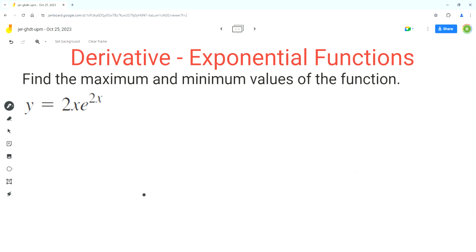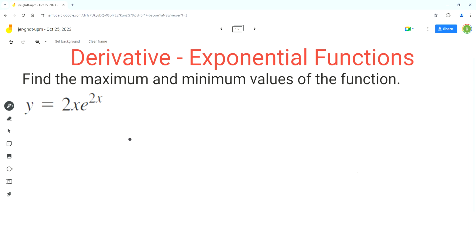So in this video, we'll solve this problem using the concept of derivatives. As per the problem, find the maximum and minimum values of the function, and the function is y equals 2x times e to the power 2x.